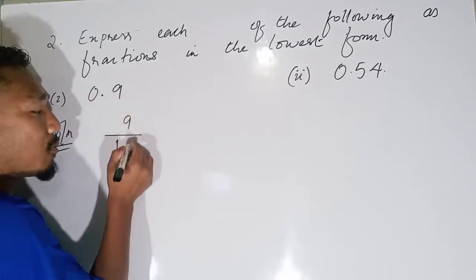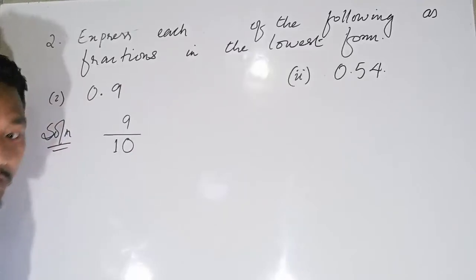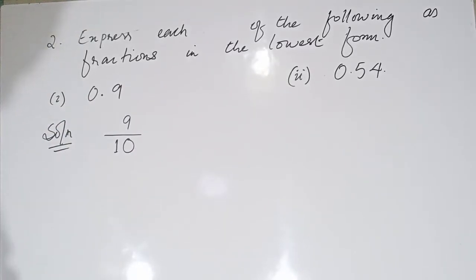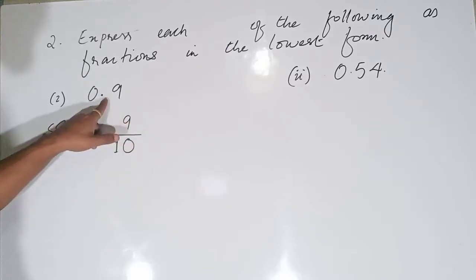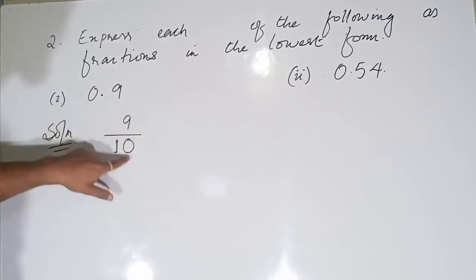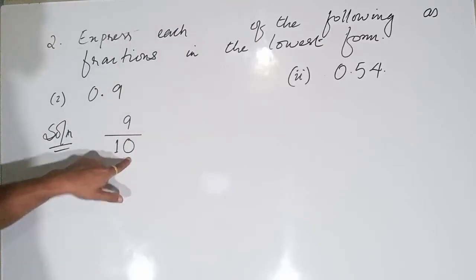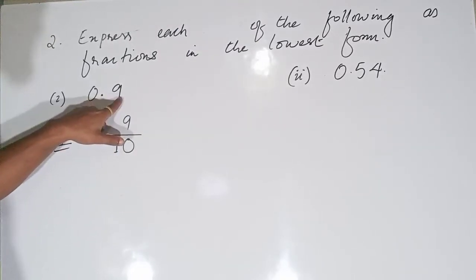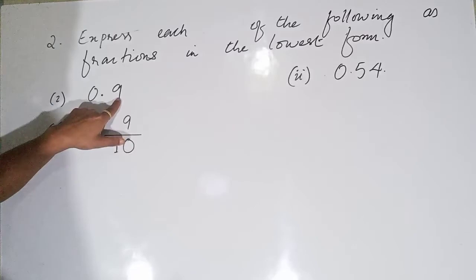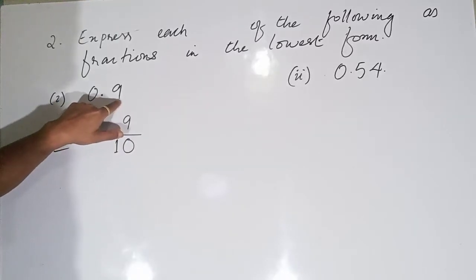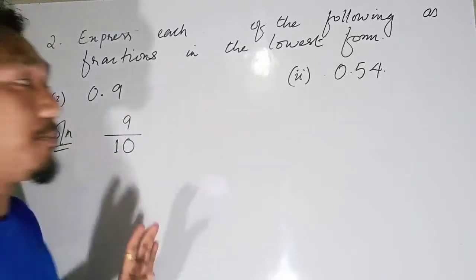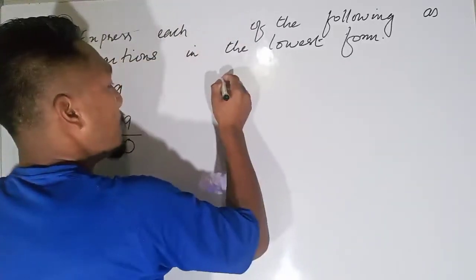After the point, how many numbers? One. That means we can write 9 by 10. Okay, so 9 by 10. After the point we have only one number, that means we will put only one 0. This point will convert to 1. After the point, how many numbers do we have? One number, and that one number will convert to that zero.